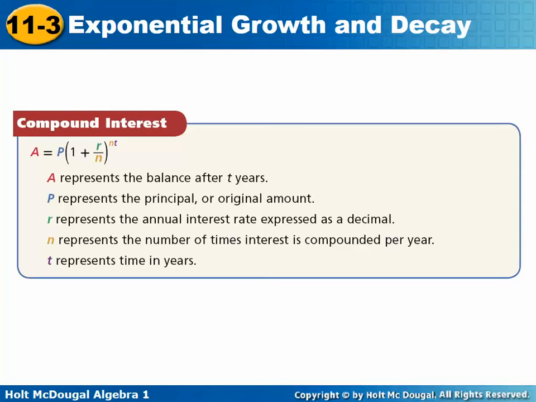There's a special formula for compound interest, and it involves some more parts. It involves this n. N is the number of times interest is compounded per year. Sometimes it's compounded 4 times a year, quarterly.